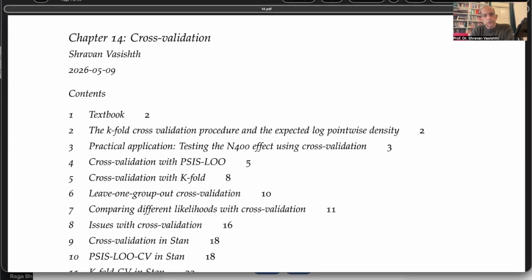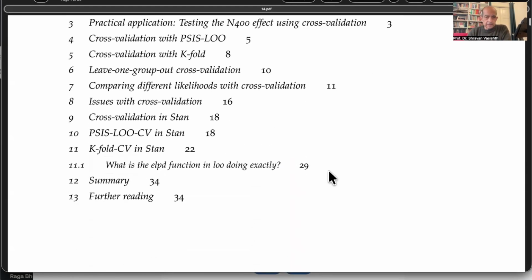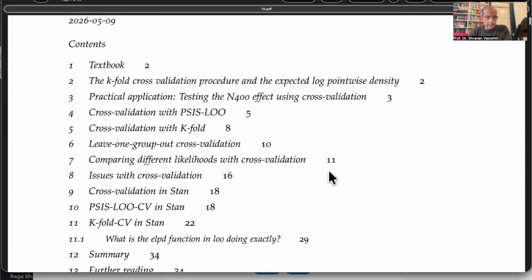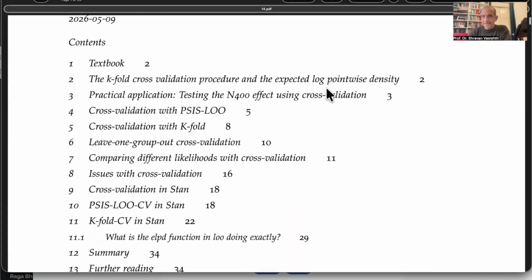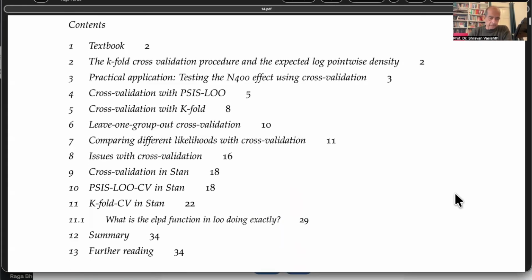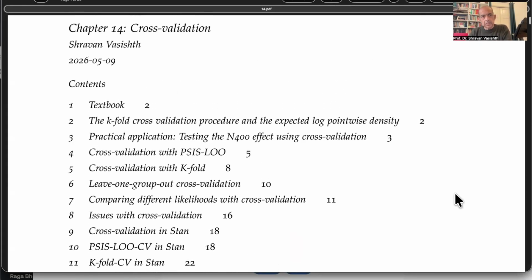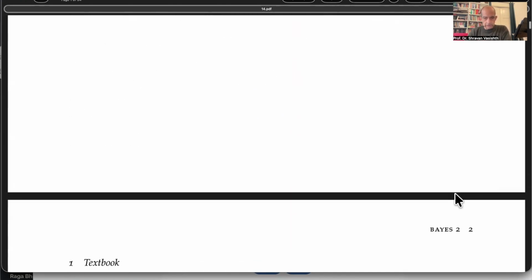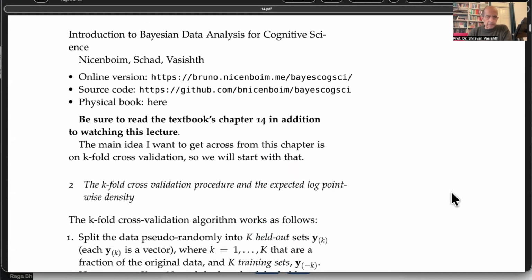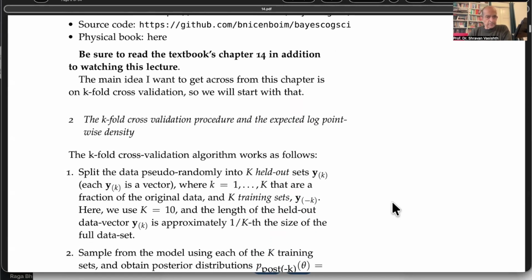In this lecture, I'm going to cover chapter 14 of the textbook, which introduces the idea of cross-validation. My presentation is slightly different from that in the textbook, so just be warned that I spend more time unpacking the practical details of computing the cross-validation statistics than in the textbook. So my lecture is kind of a complement to what's in the book. But make sure that you read chapter 14 as well.